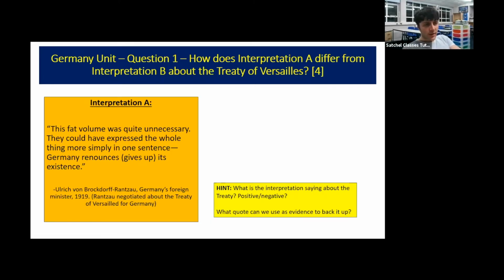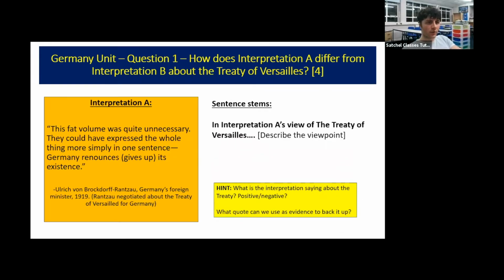So I think a quotation that we could use is von Brockdorff-Rantzau claims that the treaty will force Germany to, quote, renounce its existence. So that would get us our 2 marks. We've said that interpretation A is negative, and we've backed it up with a quotation. Just a reminder of the sentence stems there. We've done exactly what we did with the football example. Describe what the viewpoint is, and then we've given evidence from the source. That's 2 out of 4 so far.